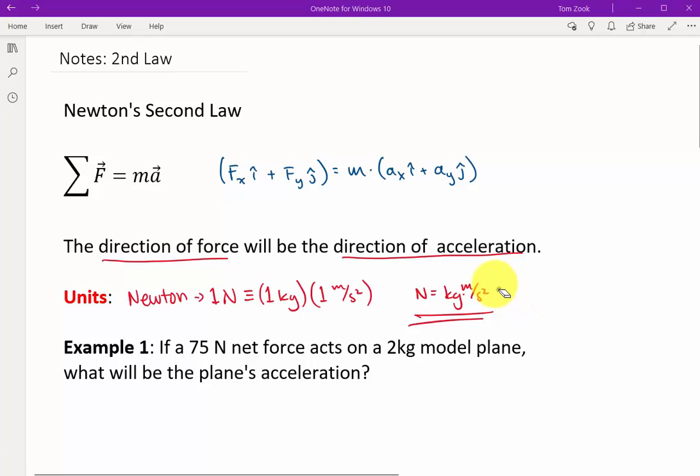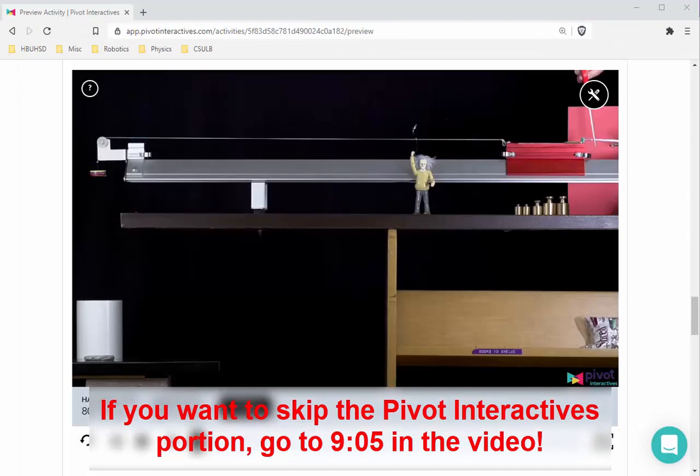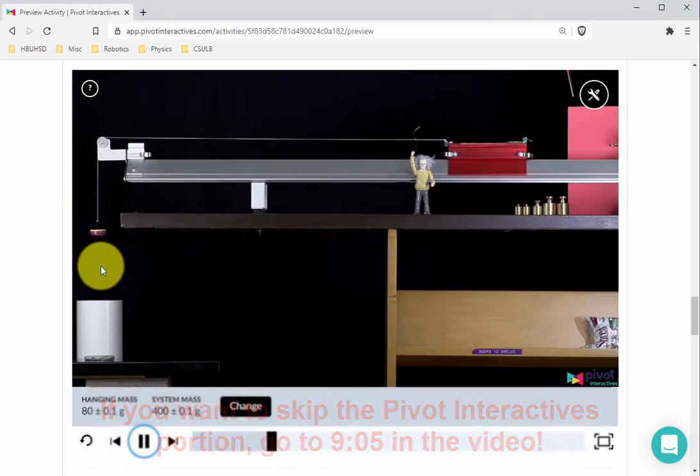Now, we have seen in some Pivot Interactives labs, for those of you who are part of my actual class and doing the Pivot Interactives labs, the connection between force on an object and the acceleration that it experiences. So speaking of the Pivot Interactives, let's go ahead and take a look at it. We had the hanging mass that represents some sort of pull on the system that caused it to accelerate. And if we played the video, the system mass accelerates downward, but not in free fall.